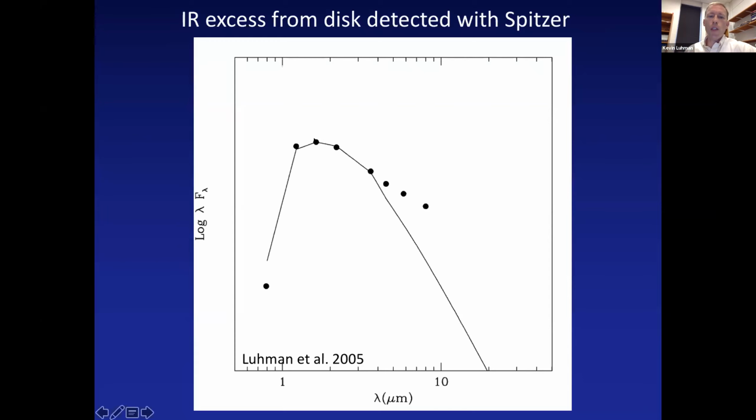So these 3 points here are J, H, and K. And then these 4 points here are from IRAC on Spitzer. And so Spitzer observations demonstrated that those brown dwarfs and others have infrared excess emission, indicating the presence of a disk. And at that time, they were the least massive brown dwarfs known to harbor disks.